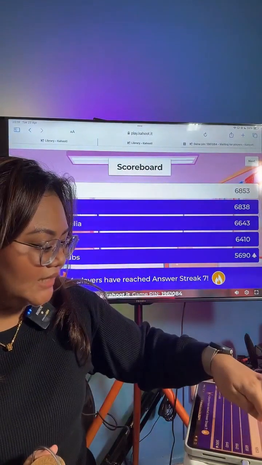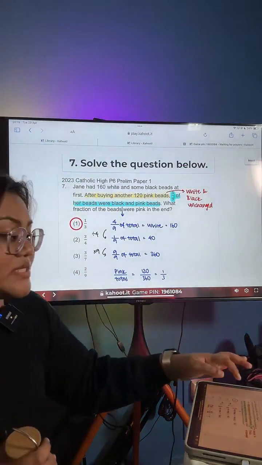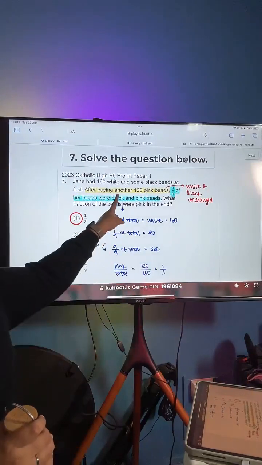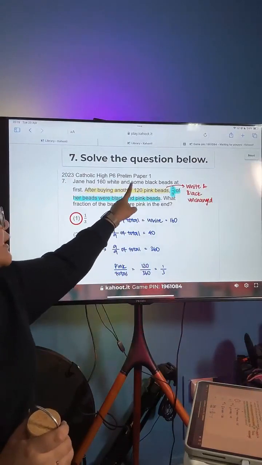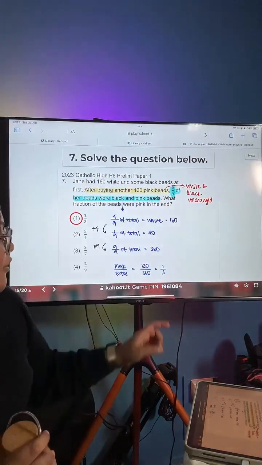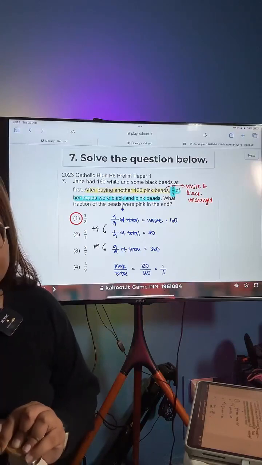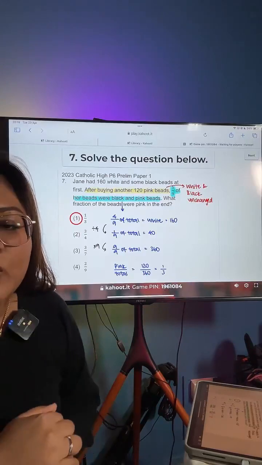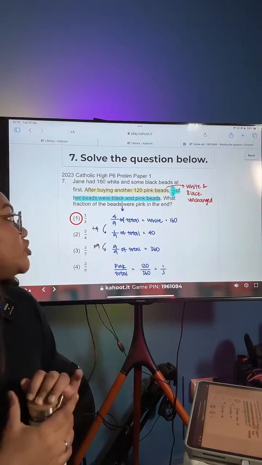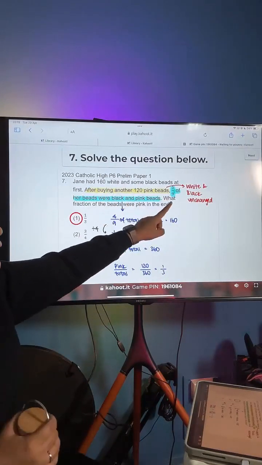All right, let's take a look at the explanation here. This one, I think it's a little bit easier to understand. You buy pink bits, so white and black will not change. So this is unchanged quantity. For those asking, the code is at the bottom, 1961084. So once again, white and black is unchanged. Okay, take note here, only you buy extra pink, so white and black will not change.